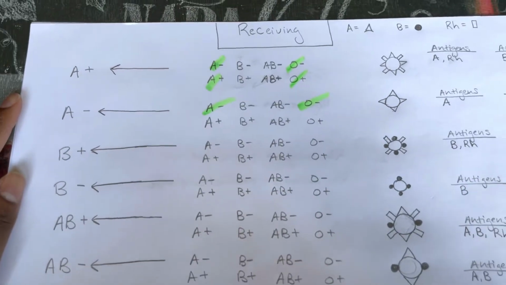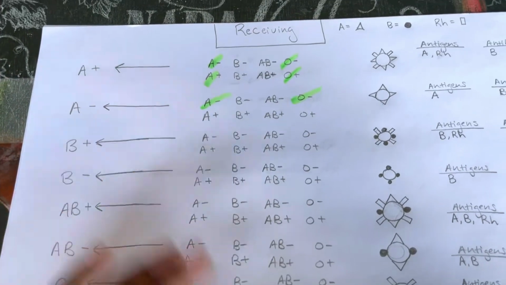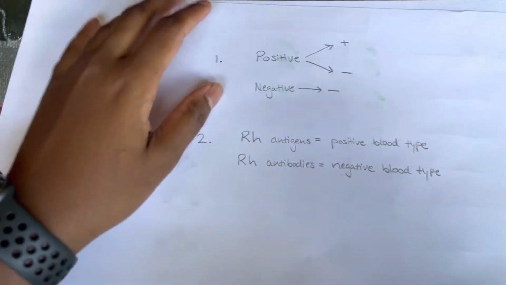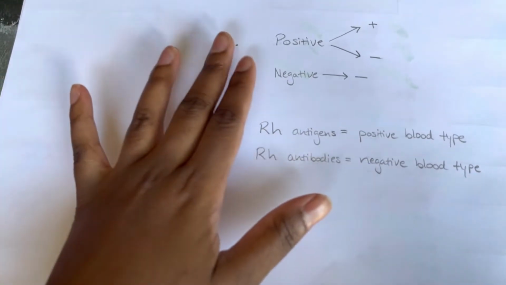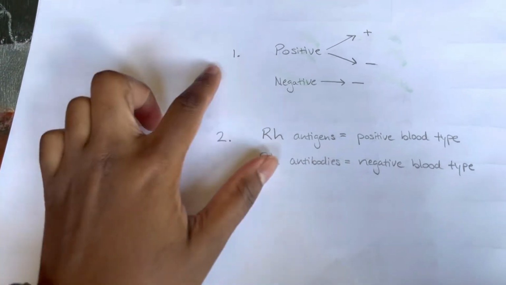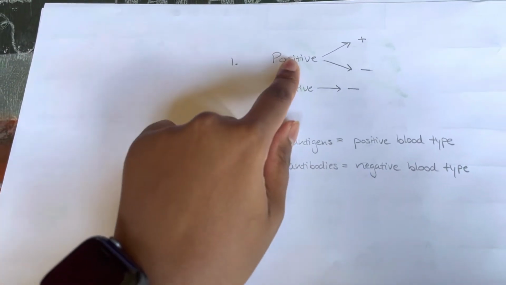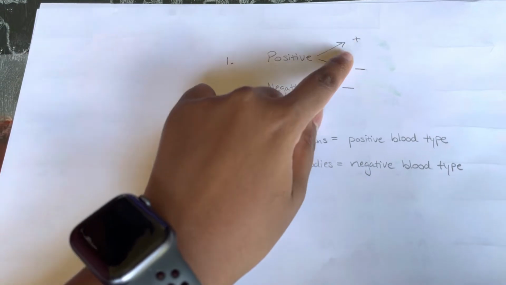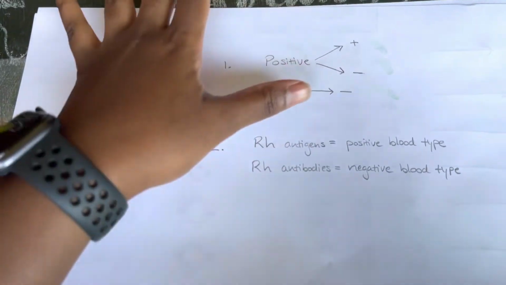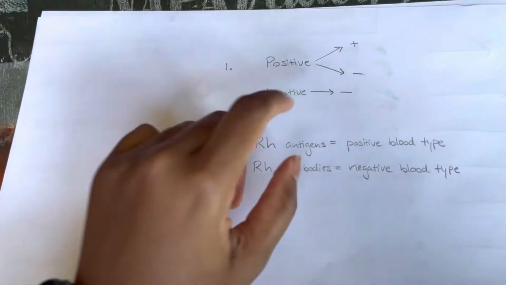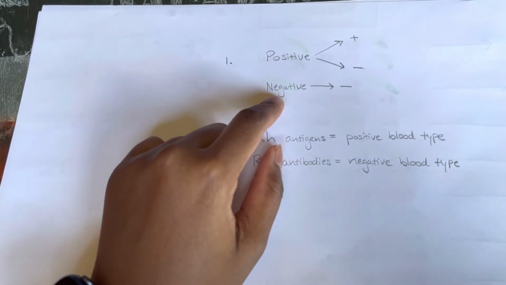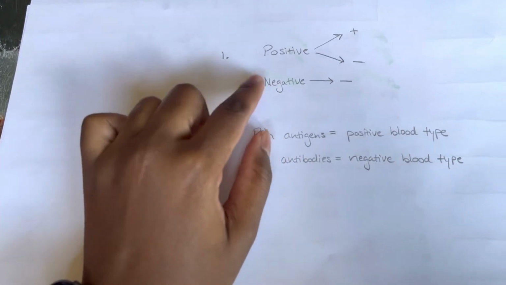So now explaining receiving blood type. Just a quick reminder that when we have a positive blood type, like A positive, positives can receive from positives and negatives, or give to positives and negatives as well. But negatives can only receive from negatives and can only give to negatives. They have to stay with their negatives.